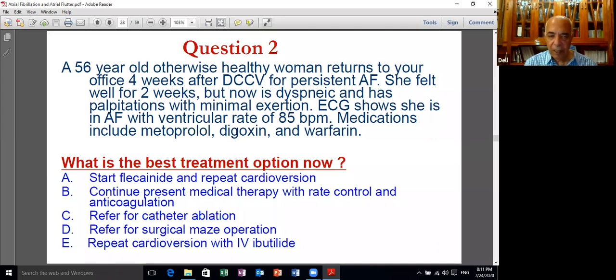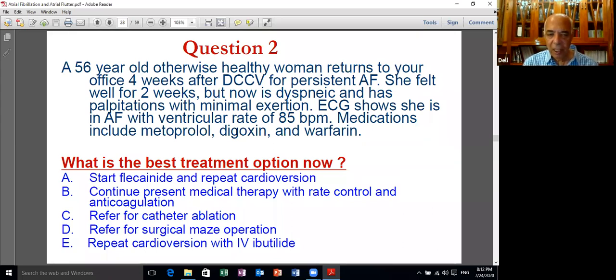Refer to surgical maze operation. Obviously, this is a very invasive procedure. You should not resort to it except after 2 ablations fail and all antiarrhythmic drugs fail. Usually, there is a concept among people working in this field that if one antiarrhythmic drug fails to restore sinus rhythm, then the possibility of other antiarrhythmic drugs failing is big. And that's why the guidelines say if one antiarrhythmic drug fails, then you can resort to another electrical procedure.